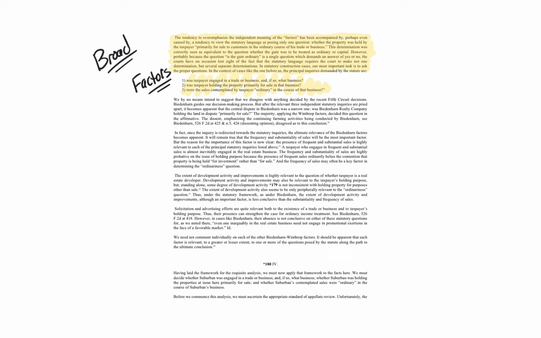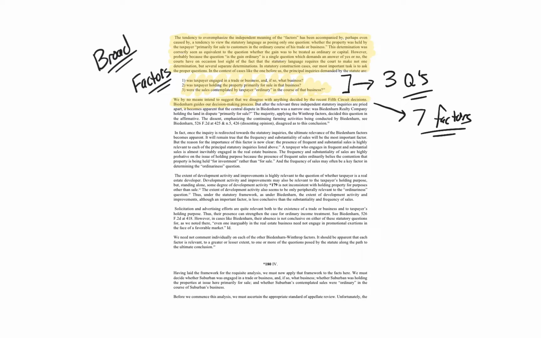They're saying, okay, we're going to start using this type of analysis. We by no means intend to suggest that we disagree with anything decided by the recent 5th Circuit decisions. Biedenharn guides our decision-making process. So what is that saying? It's saying, hey, we're going to use these three questions. These are the three questions. And it's also saying that we're going to do the 7 factors. So the 7 factors from the 5th Circuit are still there.